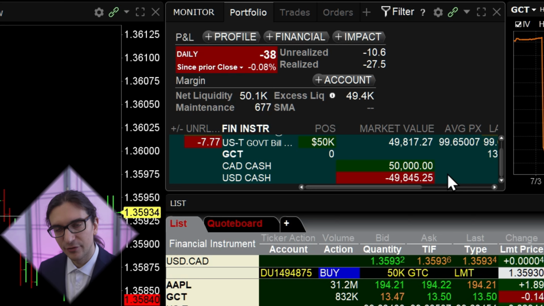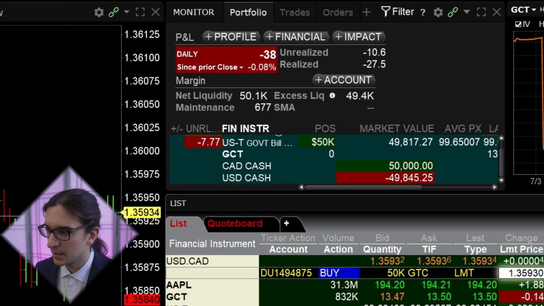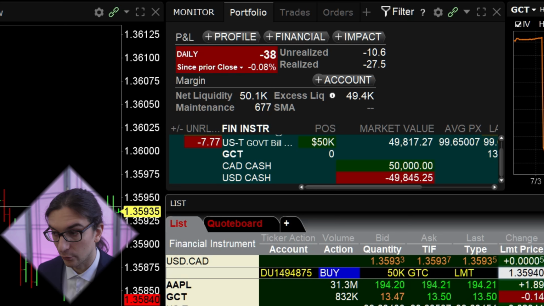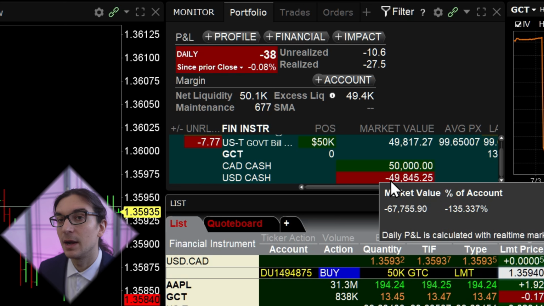But for now, for the purpose of this example, to make things simple, I'm going to take that Canadian cash and convert it into US dollars, just because I do not want to be short the US dollar. Right now, I'm short the US dollar. If I'm expecting the US dollar to depreciate against the Canadian dollar, then that might be a justifiable reason to stay short the US dollar.